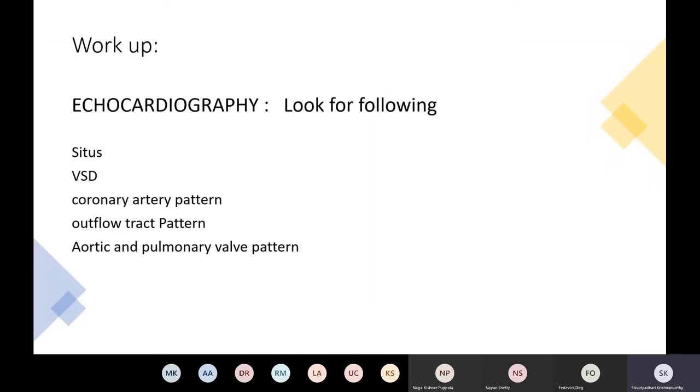Moving further to echo, what are we looking for when we're doing echocardiography on these children? As I said in my talk earlier, TGA is associated with heterotaxy syndrome and problems with the situs, so we look for the situs when we're doing the echo. Then we're looking at whether there is an ASD or VSD, the mixing levels, the coronary artery pattern, the outflow tract pattern, and the relation between the aortic and pulmonary valve. These have implications as to when and how quickly we get into management of the condition itself, and of course how the surgeons manage it on the table as well.